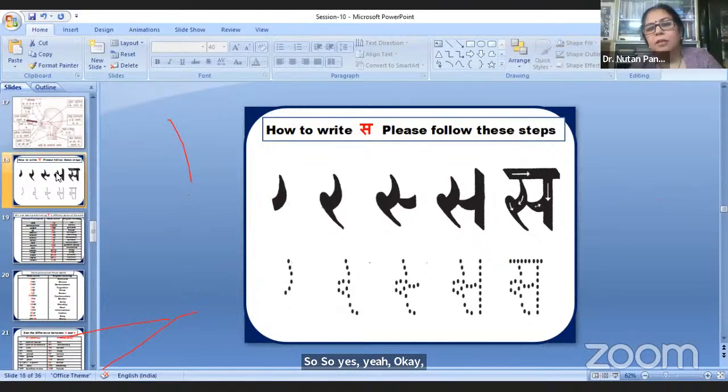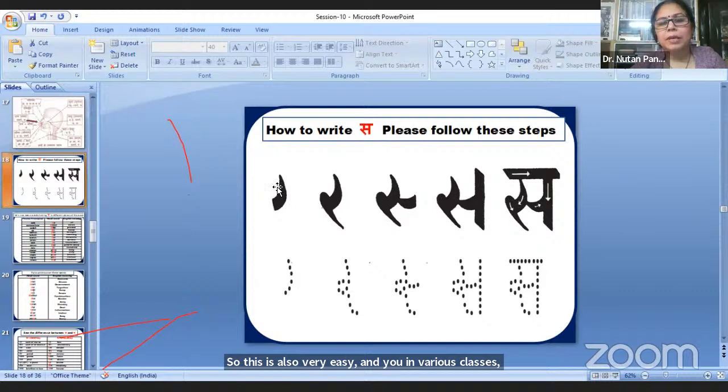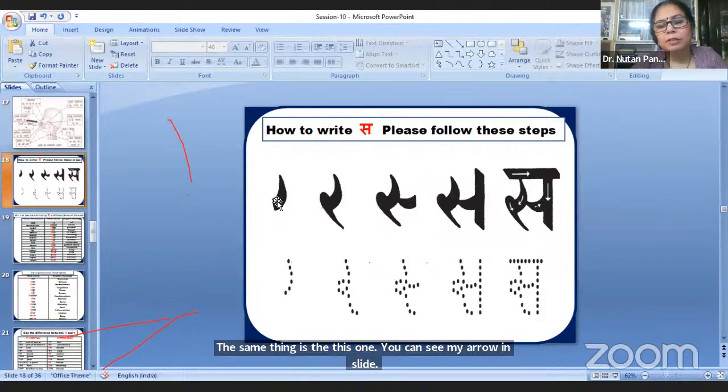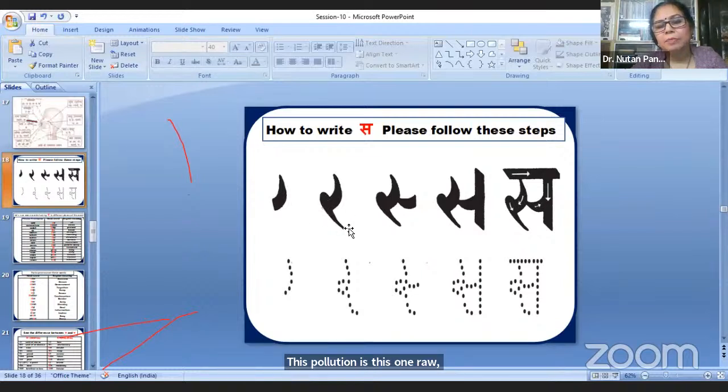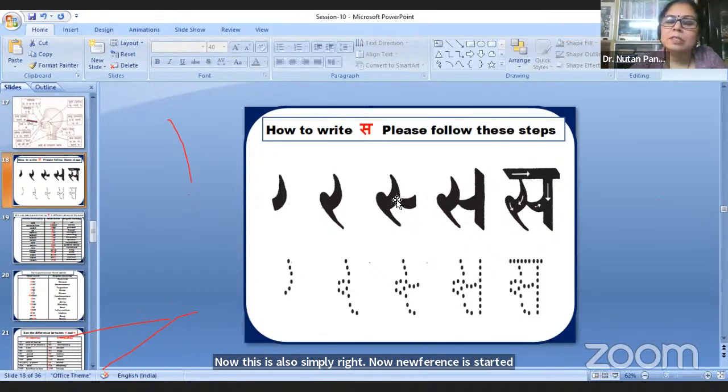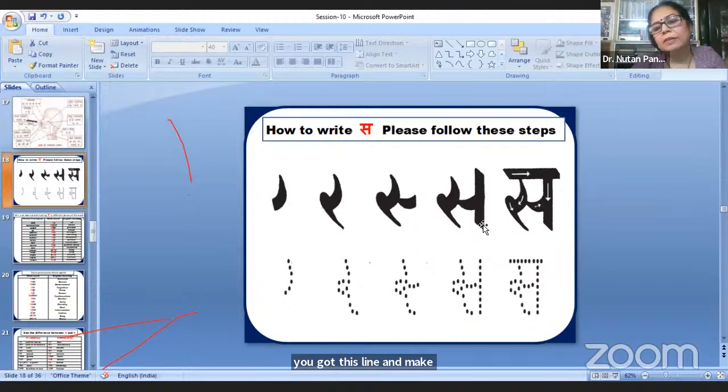Let's move to the next slide. How to write sa? This is also very easy, and in previous classes you learned making ra. The same thing is this one. You can see my arrow in the slide. This position is this one, ra. This is the second step, similar to ra. The difference starts from this fourth stroke. You will put this one after making ra. You will put this line and make a vertical line. It should touch the horizontal line, and then you make the shirorekha or headline.